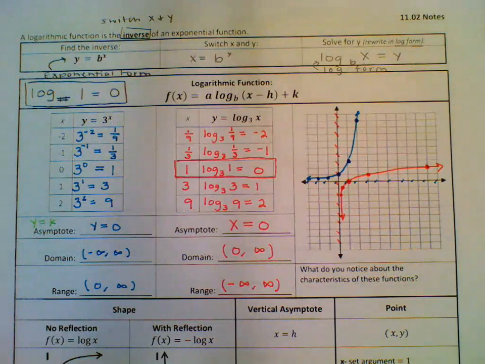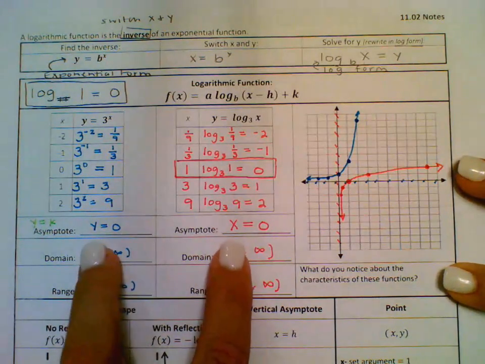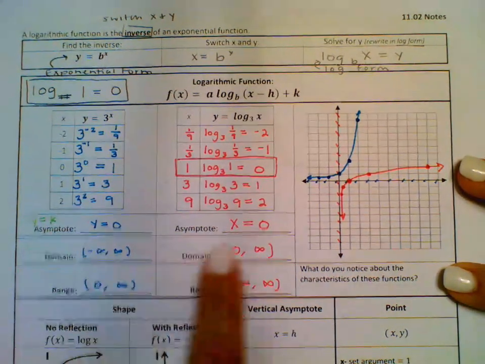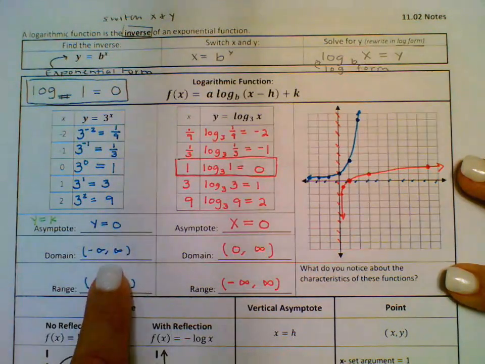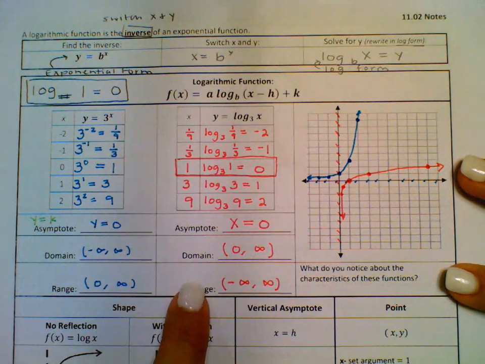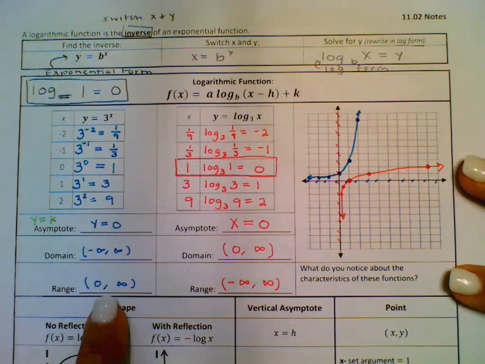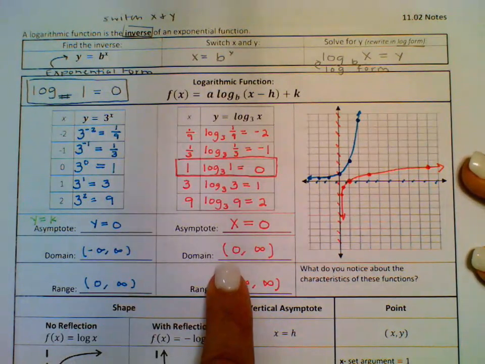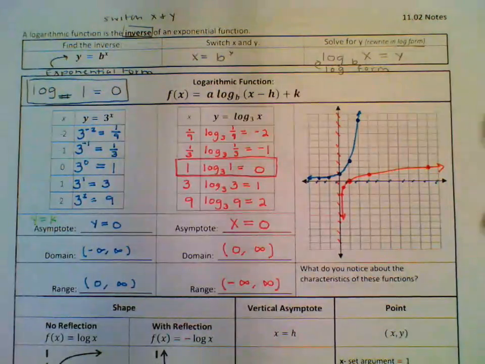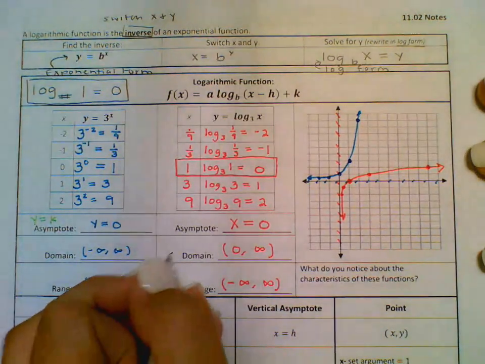If you look, what do you notice about these characteristics? If you look at your asymptote, we had y equals 0, and now we have x equals 0. And our domain was negative infinity to positive infinity, but here our range is negative infinity to positive infinity. And then the range for our exponential goes from 0 to infinity, and this one goes from 0 to infinity for the domain. So what's happening is everything is switching.